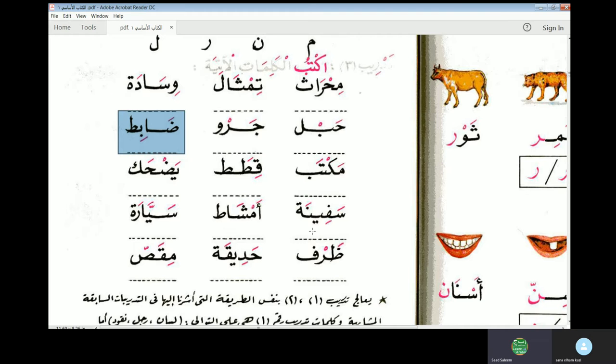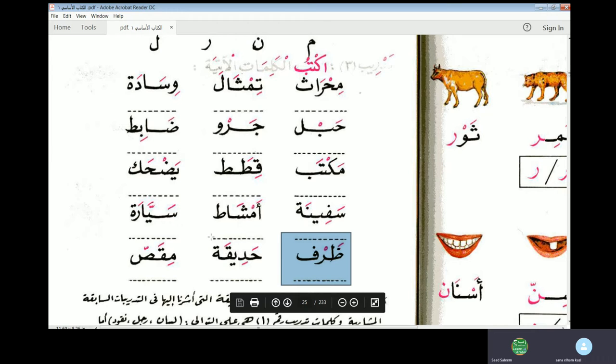Zabit, inspector, officer. Maktab is desk. Qitat is cats. Yadhak, he laughs. Safina is a boat, ship. Amshat is the plural of combs. Sayyara, car.